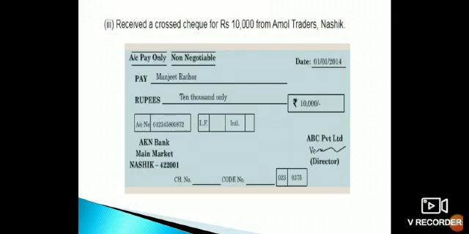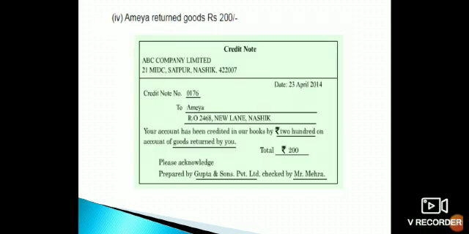Next one is preparation of check. The check should be crossed by writing account payee only. Date should be mentioned. Pay Manjit Rathore. Amount should be entered both in words and numerals. Account number should be entered properly.